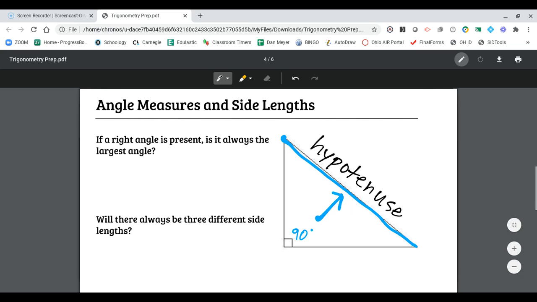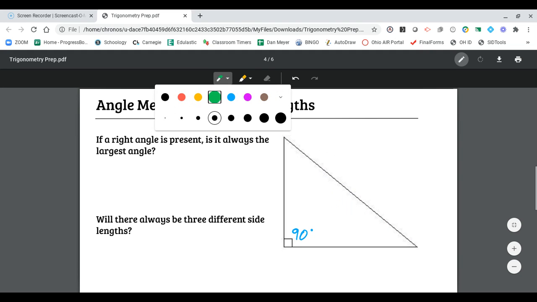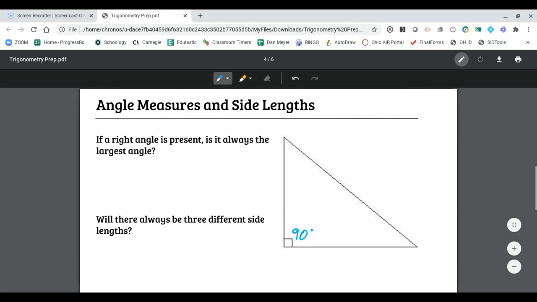The side length opposite your 90-degree angle will always be called your hypotenuse, and it is always your longest side. So then the next question, I erase here and we start over. Will there always be 3 different side lengths? So let's give these some fake side lengths here. So maybe this is 10, maybe this is 8, and this would have to be longer than 8 and 10.